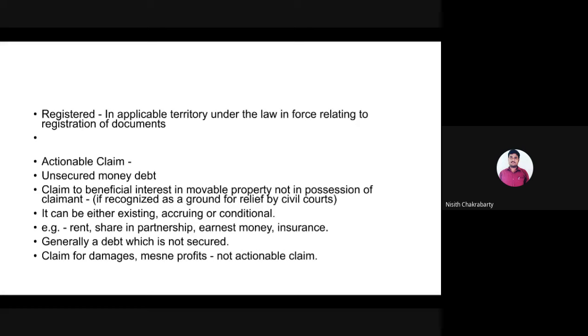So basically a debt which is secured by a mortgage, or a hypothecation, or pledge of movable property, if that happens, then that is not an actionable claim. The reason being simple, that you of course have certain security, and basically when you give a certain money, you always make sure that you have a security of a higher amount.